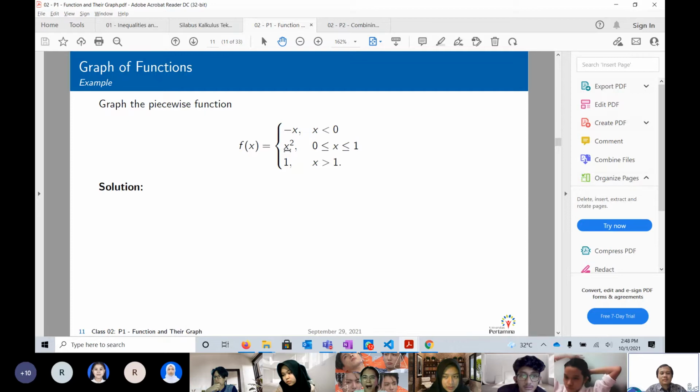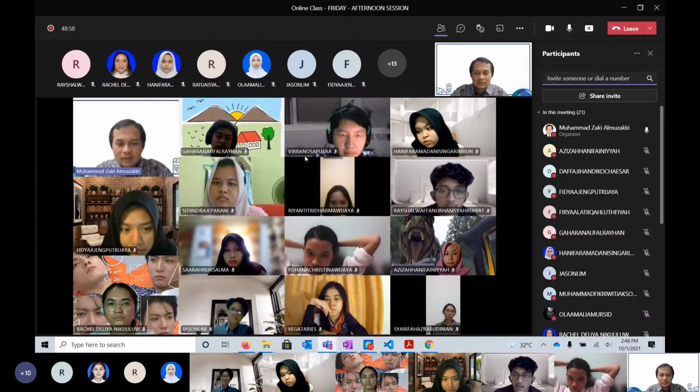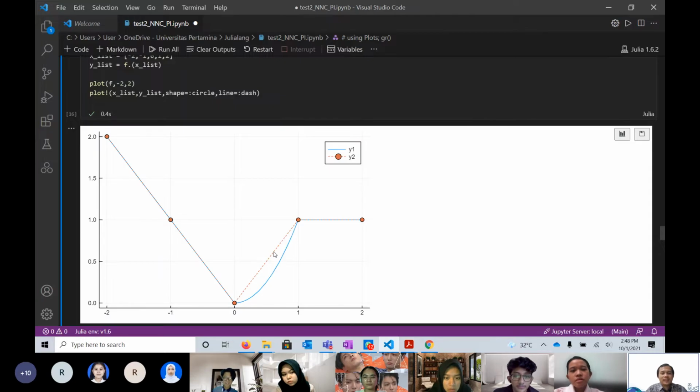Yeah. Okay. I understand what you mean. So basically what he says is that when x is between 0 and 1, we have the function f of x equal to x squared. And the plot of x squared is definitely not a straight line. So that's why the correct plot is, in this case, the blue line.